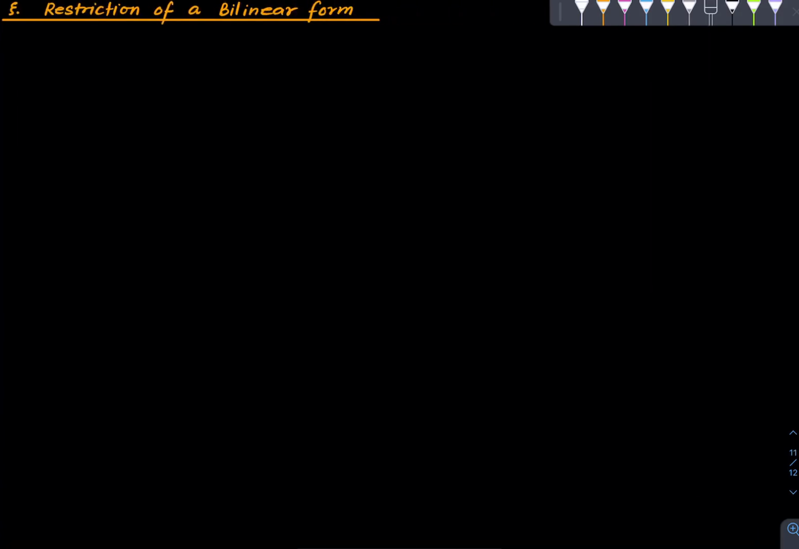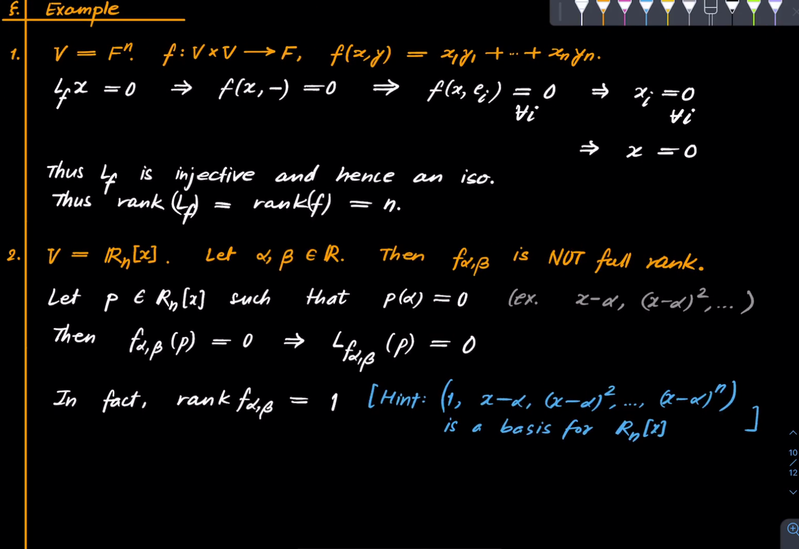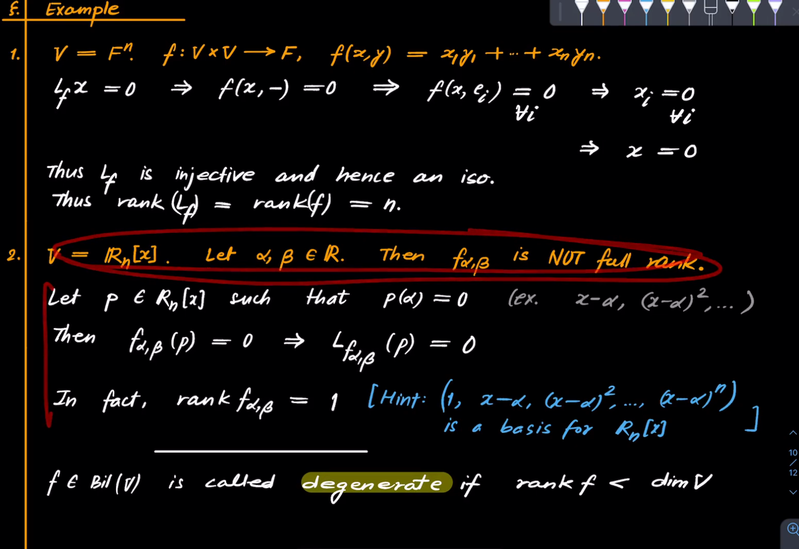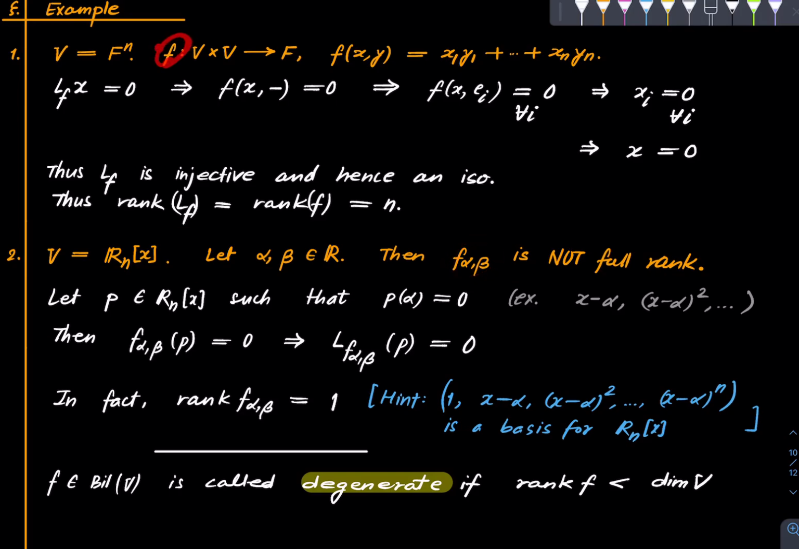Okay. Now finally, let me define non-degenerate or degenerate. So a bilinear form f on v is called degenerate if rank f is less than the dimension of v. It cannot certainly exceed the dimension of v. At max it can be equal to dimension of v, but if it is strictly less than the dimension of v, we say that f is degenerate. That's just a terminology, and hence all we are saying in this example, not in the proof but in this statement, is that this is degenerate and this is non-degenerate.